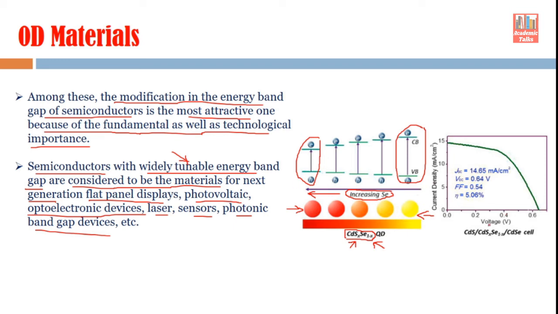And here in this you can see the efficiency and the current density. So the efficiency shown is about 5.06%, and the current density starts from this particular value, right. So anyway, what we want to say here is that this band gap tunability, just by changing the composition of these quantum dots, is very useful for getting the materials of next generation optical devices.